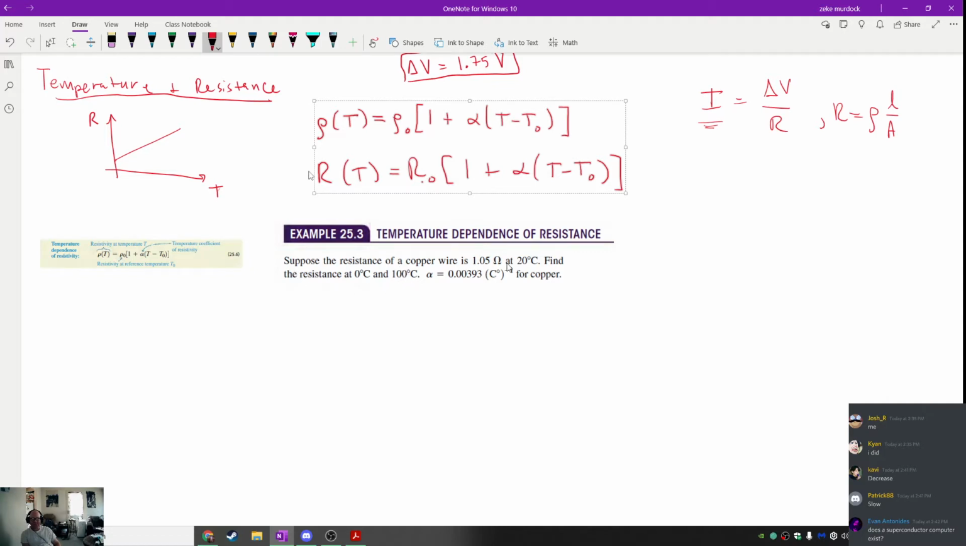Okay, suppose the resistance of a copper wire is 1.05 ohms at 20 degrees Celsius. So we have the resistance at 20 degrees Celsius is 1.05 ohms, right? We also have the initial temperature then. That's going to be 20 degrees Celsius. Find the resistance at 0 degrees Celsius and at 100 degrees Celsius. And we're going to have the alpha value for copper right here: alpha equal to 0.00393 degrees Celsius to the negative 1.